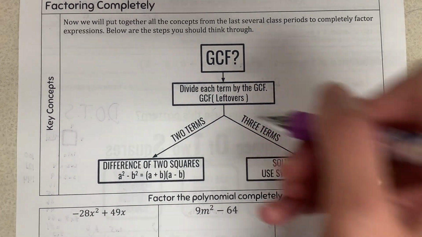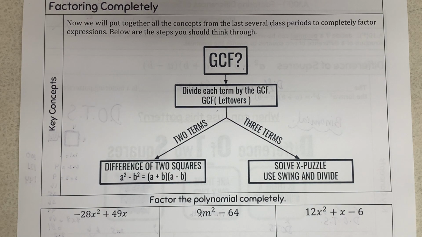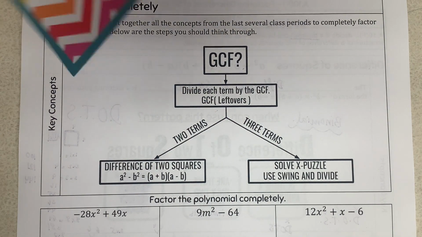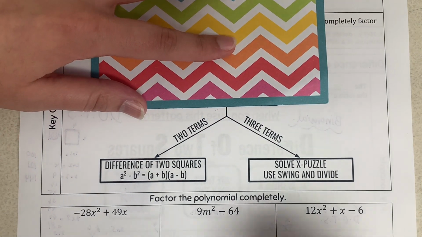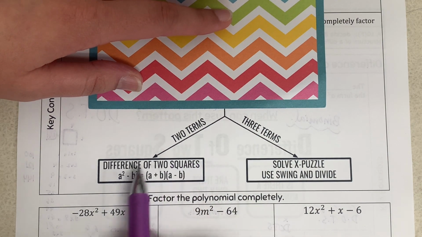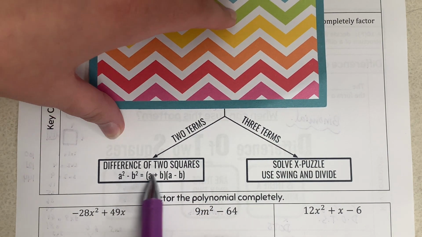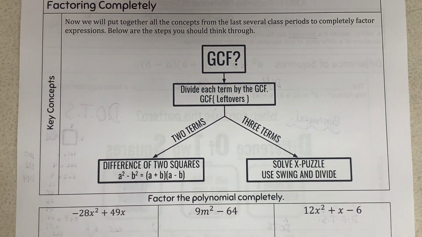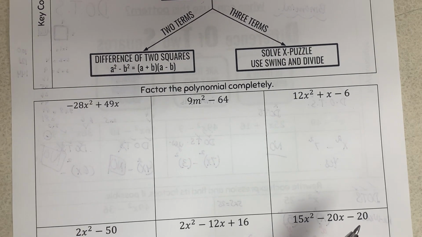So first, you sometimes have to check: do I have the greatest common factor or not? If you do not have a greatest common factor, then you basically start here. You have 3 terms, you do the X puzzle. You have 2 terms, you check for the dots method, and then you can see if you're able to factor or not. So let's just look into that.